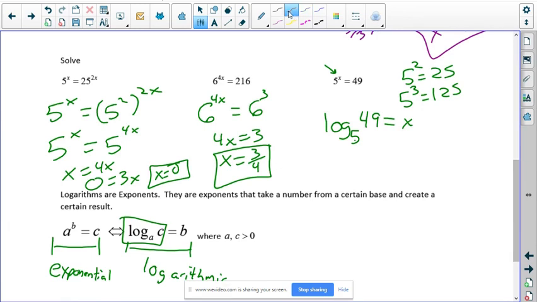So when we double check it, it's going to look kind of weird to you. It's going to be 5 to the log base 5 of 49 equals 49. This is a true statement because this is 5 to the power of log base 5 of 49. Log is the exponent that takes 5 to become 49. So 5 is getting taken to whatever power it takes to bring 5 to 49. So that means we're going to get a result of 49.